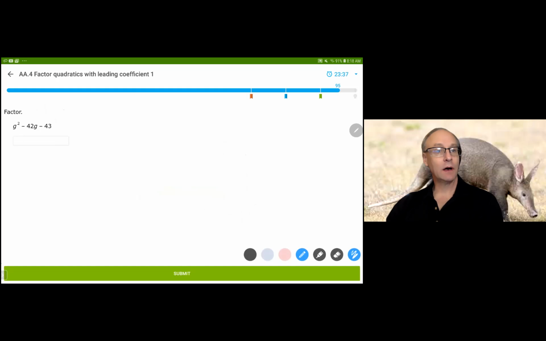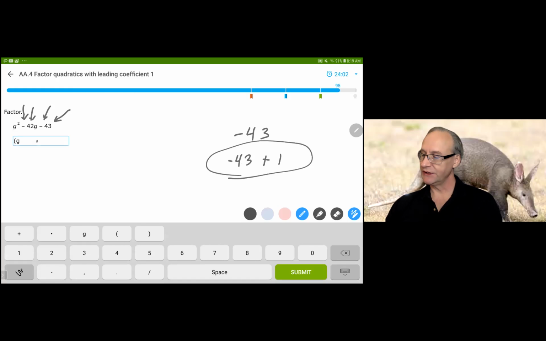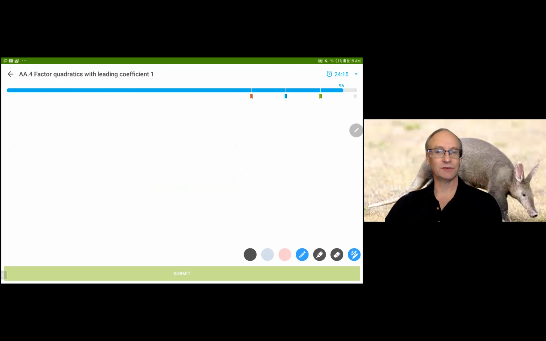And what about this guy? Oh, 43. It's a prime. Negative 43. Actually, we have a product of 43 and a difference of 42, and the sign of the larger is negative. I like to read those backwards. So we're talking about negative 43 and positive 1, and that will give us a sum of negative 42. So we're talking about G minus 43 and G plus 1. And there it is. Negative 42 in the middle, negative 43 at the end. Always good to double check.